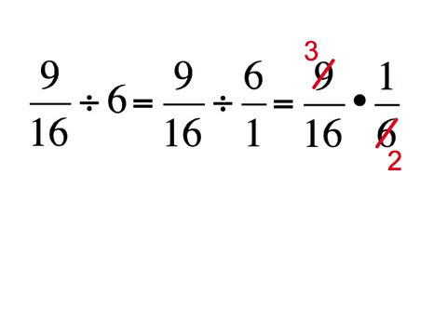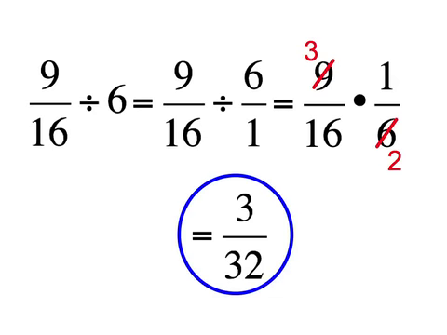Both 9 and 6 are divisible by 3. So we do 9 divided by 3 to get 3, and 6 divided by 3 to get 2. We multiply 3 times 1 to get 3, and 16 times 2 to get 32. And that's our answer for this division problem.